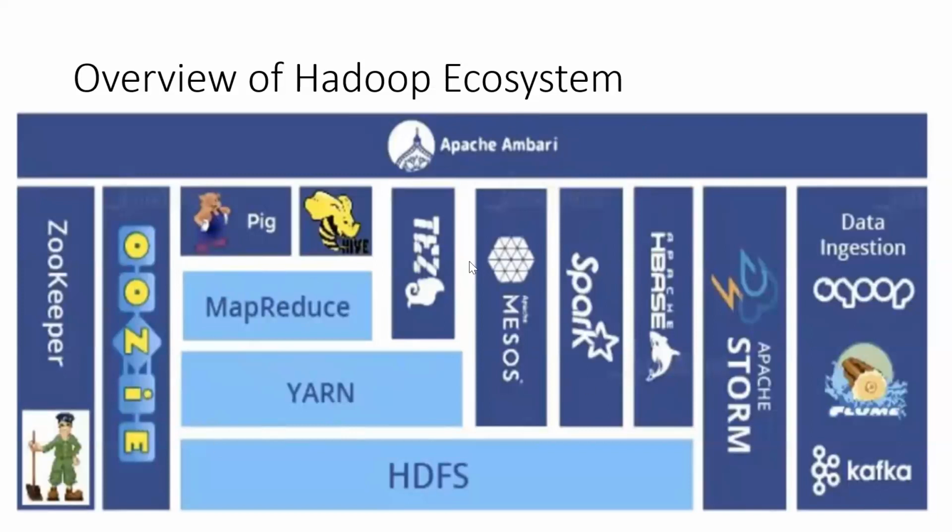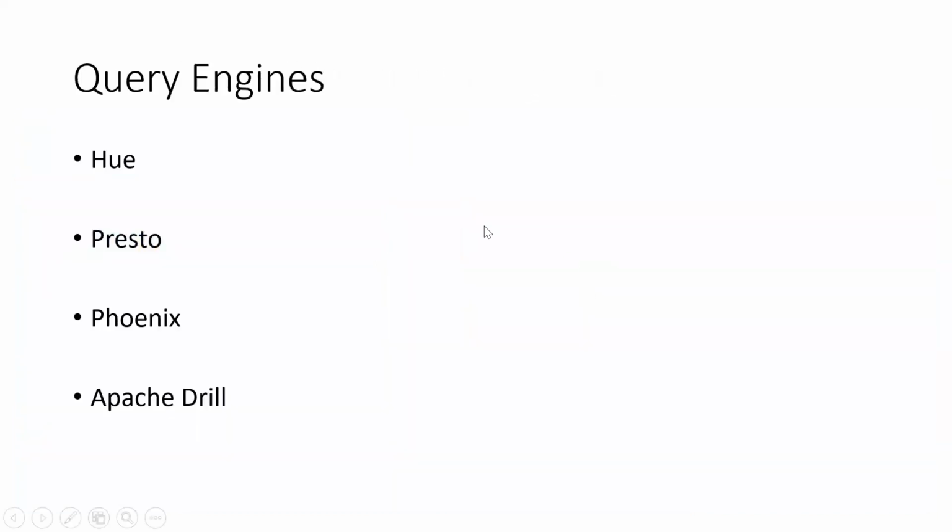Okay, so this is the concept of the entire Hadoop ecosystem. Going to the next. As I mentioned, there are lots of query engines available, like Hue, Presto, Phoenix, and Apache Drill. Query engine means, as I told, that we can do a select query or any other query on top of Hadoop systems.